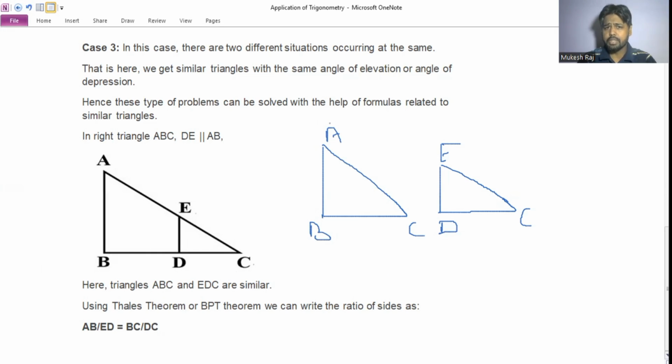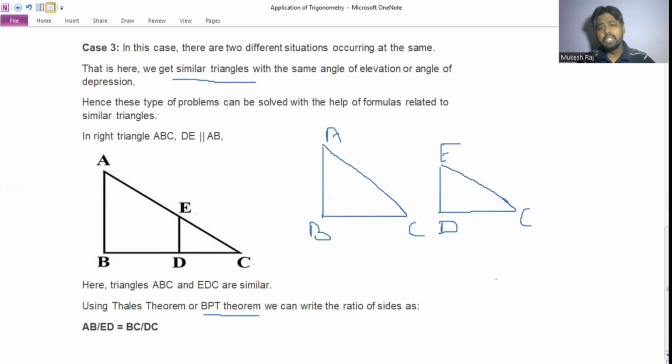So here in this case, the angle of elevation or the angle of depression is being solved with the help of the property of similar triangles, and the formula that we can use here will be very clear. We are going to use the BPT theorem or the basic proportionality theorem or the Thales theorem, which says that the ratio of the side AB to the side ED will be equal to the ratio of the side BC, that is the longer one, to the smaller one, that is DC.